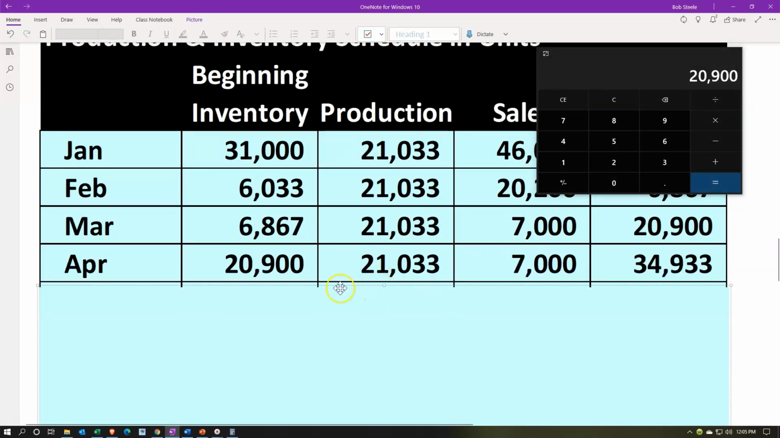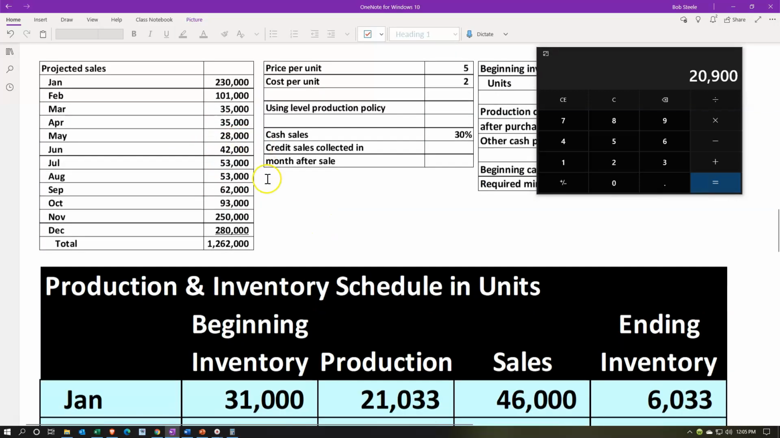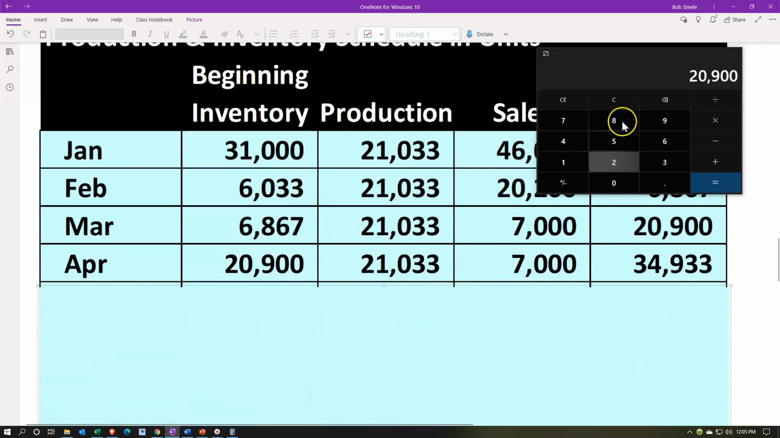We're going to say April, 20,900 beginning balance now. So now our inventory is starting to accumulate. We're holding on to it. We expect to sell them at the end of the year here. And so when we have our bulk that happens at the end, the production will be the same. We saw that April, we're going to have the same number for the production, 35,000 divided by 5 is going to be 7,000. So now we've got 20,900 plus we produce another 21,033 minus we're going to sell 7,000. That gives us the 34,933.